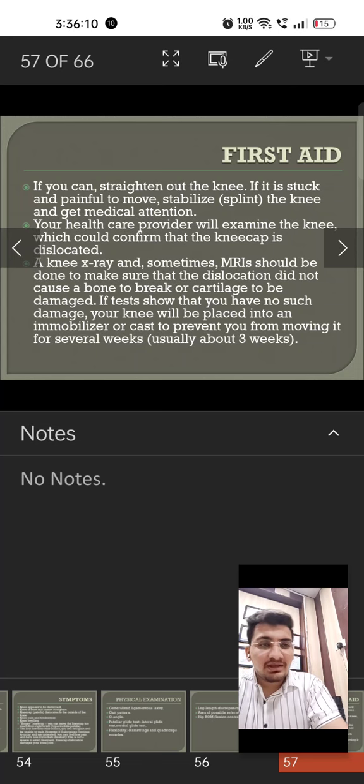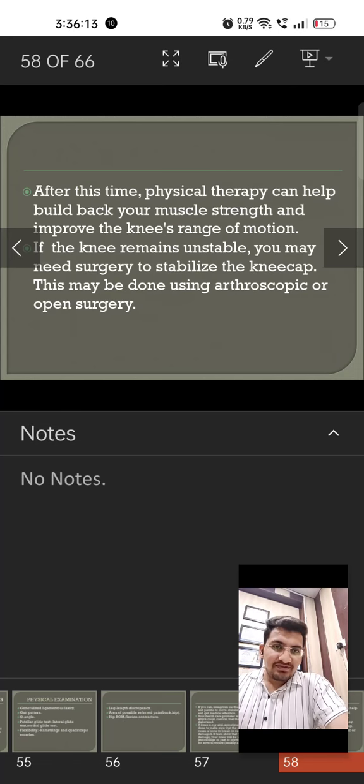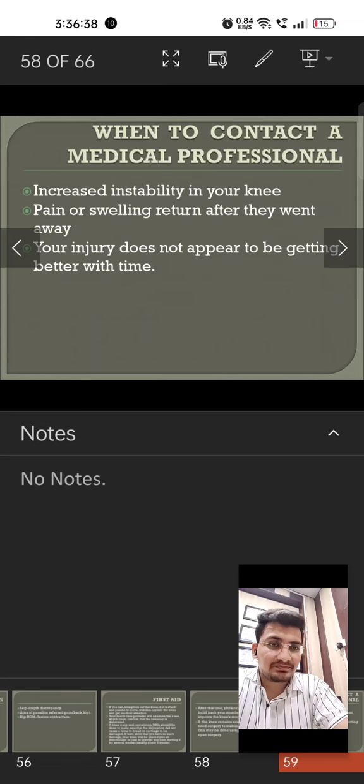So after this time, physical therapy can help build back your muscle strength and improve the knee range of motion. So if the knee remains unstable, you may need surgery to stabilize the kneecap. This may be done using arthroscopy or open surgery. So basically it's the surgeon's choice, and it depends on the variability or severity of the symptoms, which approach the surgeon uses.